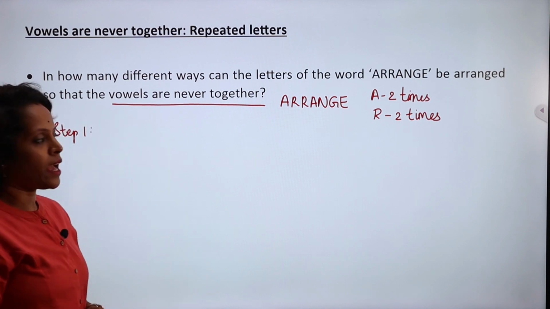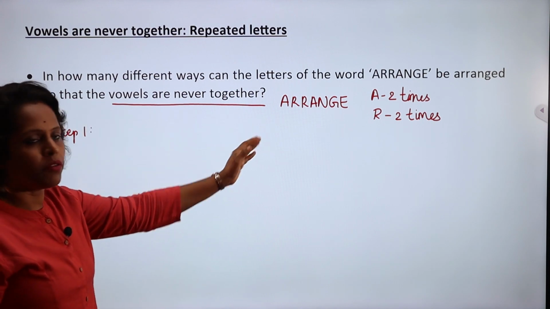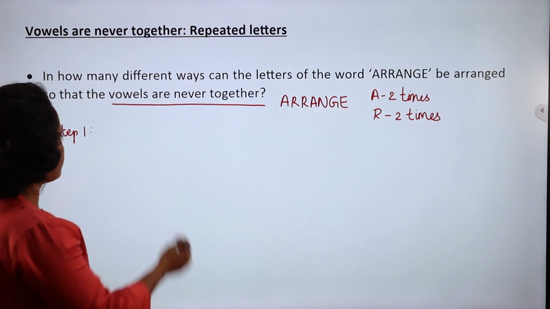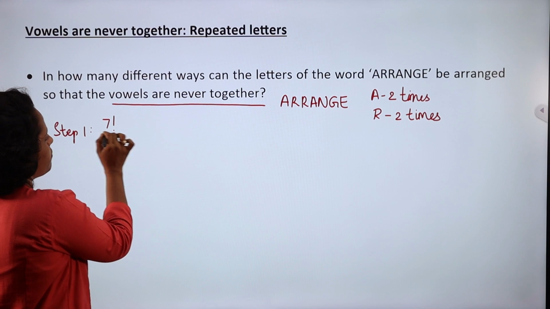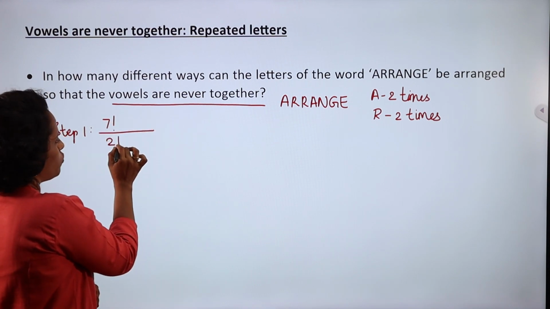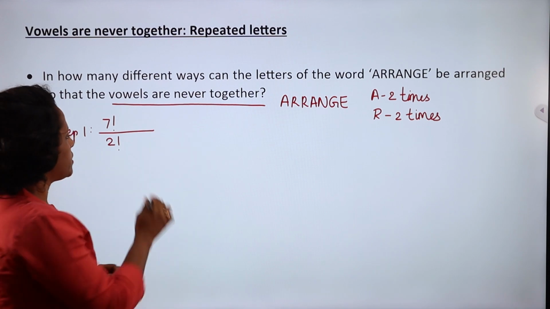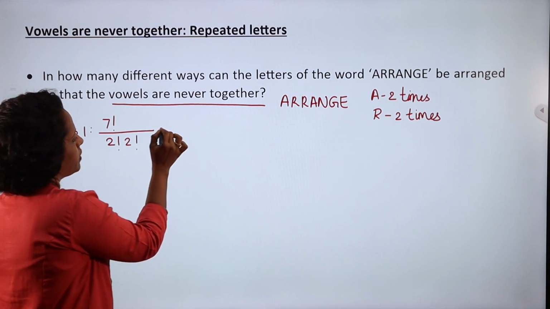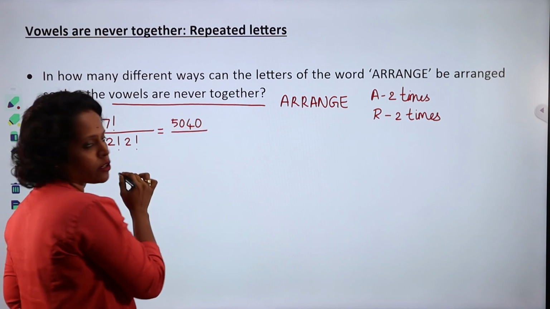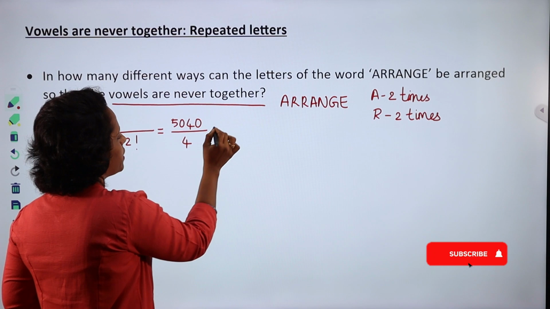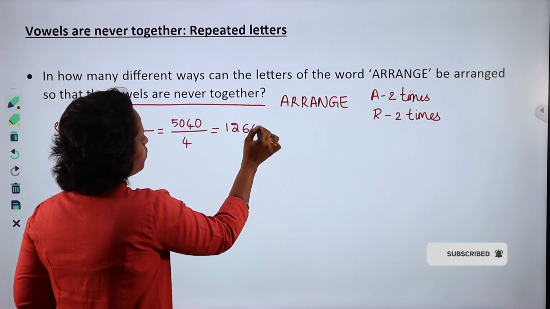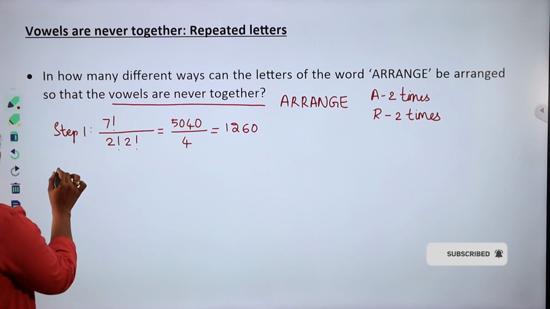Total number of words that can be formed using the letters of the word arrange. So total how many letters? 1, 2, 3, 4, 5, 6, 7. We have 7 letters. So it is 7 factorial divided by A is repeated twice, so 2 factorial. R is repeated 2 times, so 2 factorial. This will be 5040 divided by 2 factorial is 2, 2 2s are 4. This comes to be 1260. Next, step 2.